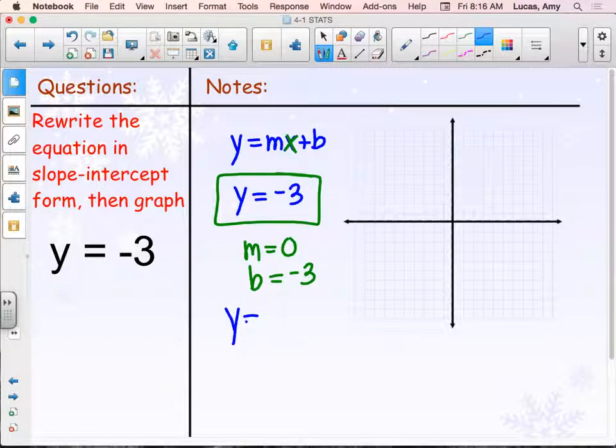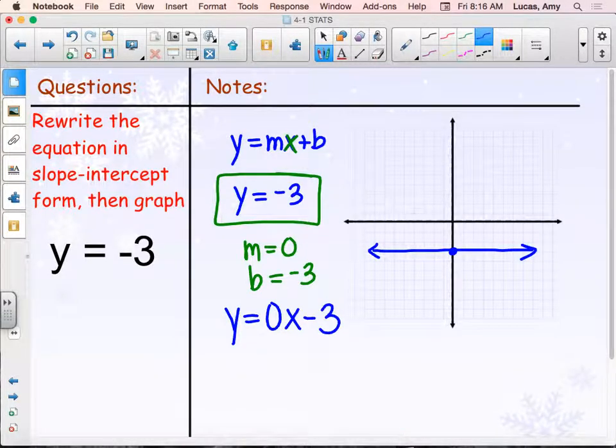This equation would be the same as the one that we're given. 0 times x is 0. So you won't see it written there when the slope is 0. You won't see the variable x at all. So the negative 3 is the y-intercept. And then a slope of 0 means that we have a horizontal line. So that is the line that represents the equation y equals negative 3.